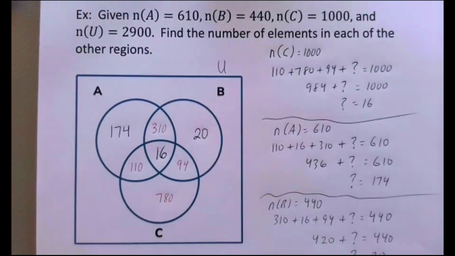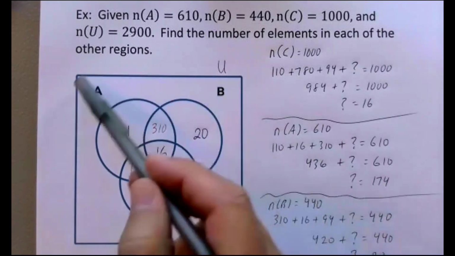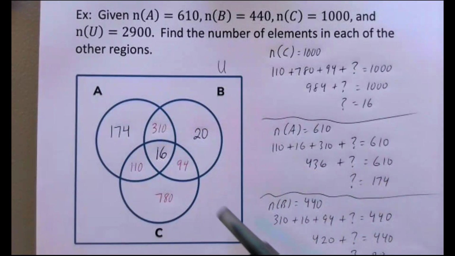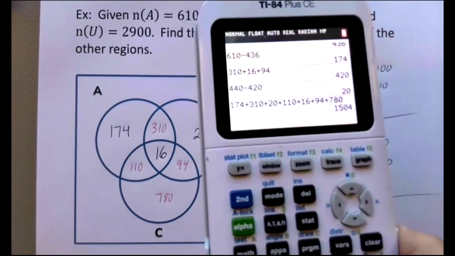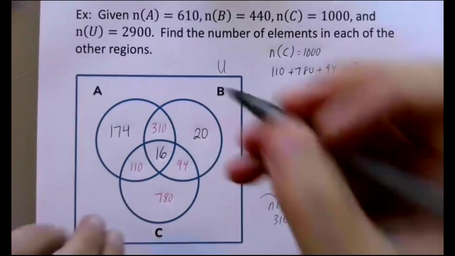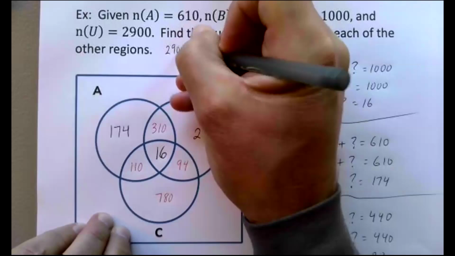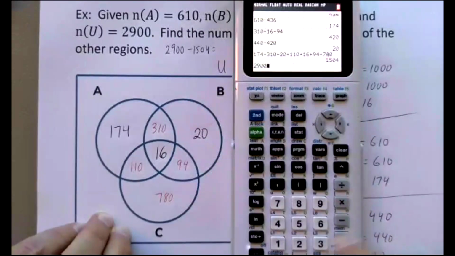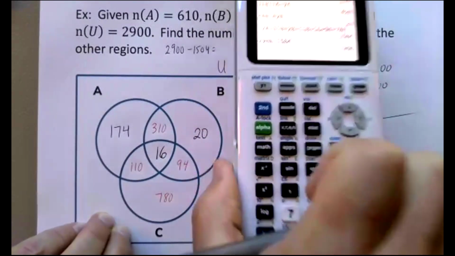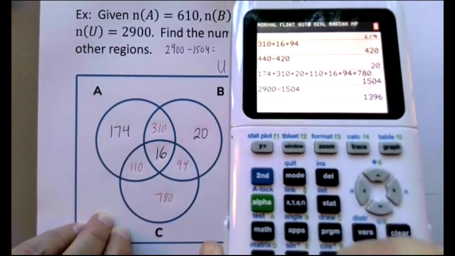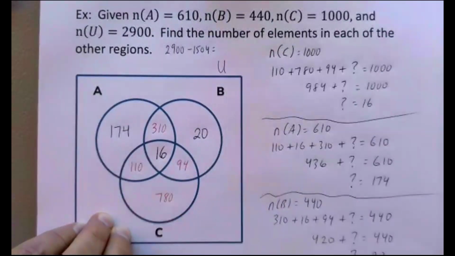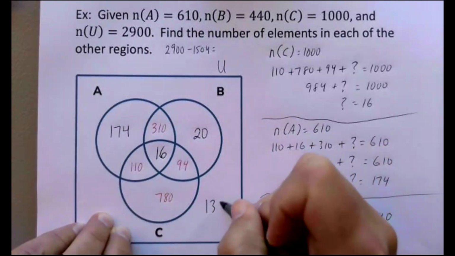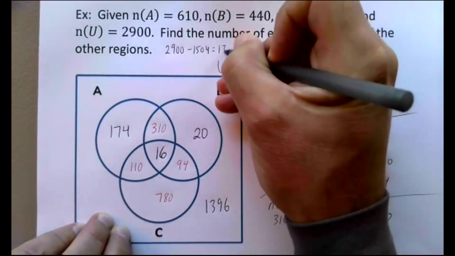What's going on? Remember, sometimes we have people out here that are part of the universal set. They're part of the rectangle, but they're not part of the circles. So if all the numbers I have so far adds up to 1504, then I better subtract 1504 from 2,900 to see how many people are left. There are still 1,396 people to be accounted for. Those 1,396 people are out here.